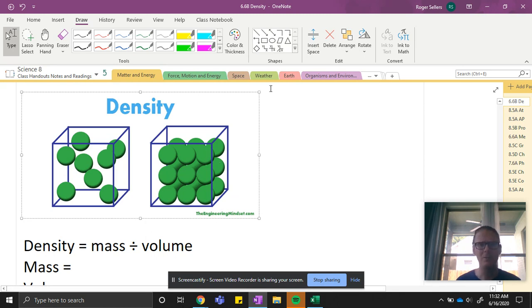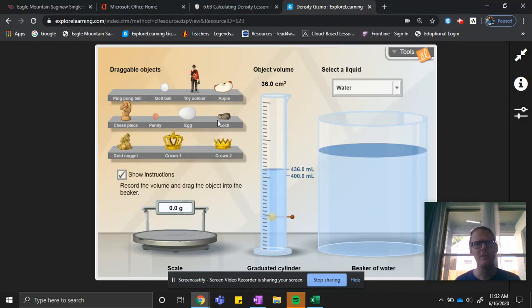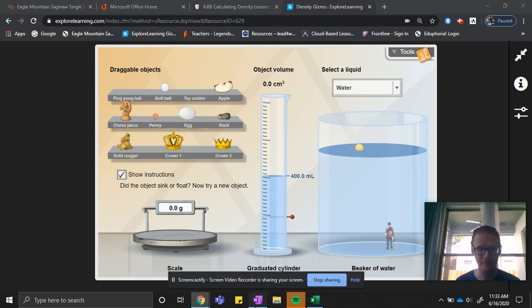And you probably remember learning in elementary about floating and sinking. When a ping pong ball floats when it's placed in water, that means it's going to be less dense than water. A toy soldier is more dense than the water and also more dense than the ping pong ball. So you can also relate it to how it behaves in water.